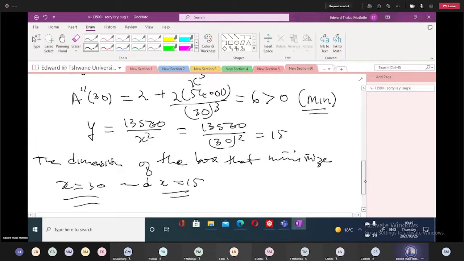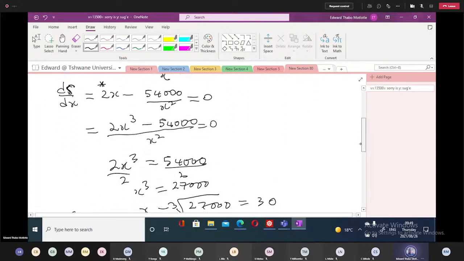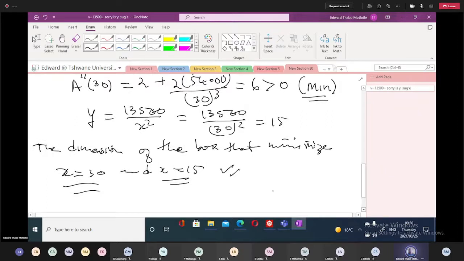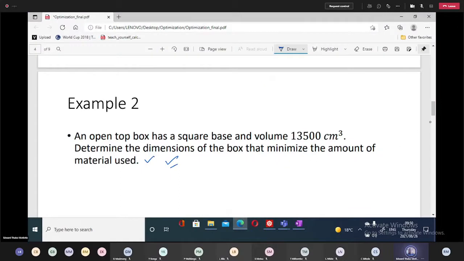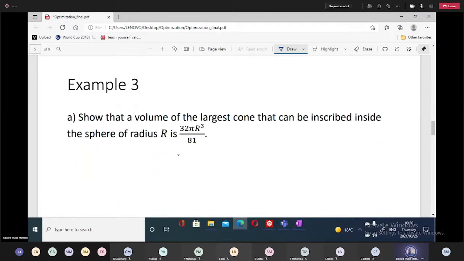So I have solved this problem. You can clearly see that's how you will solve this one. So this is basically an optimization. So I think I'll do as many examples as possible. So if you go to example 3, we say that show that the volume of the largest cone that can be inscribed inside a sphere of radius r is, so they have given you the answer. They want you to prove that this is indeed the situation.